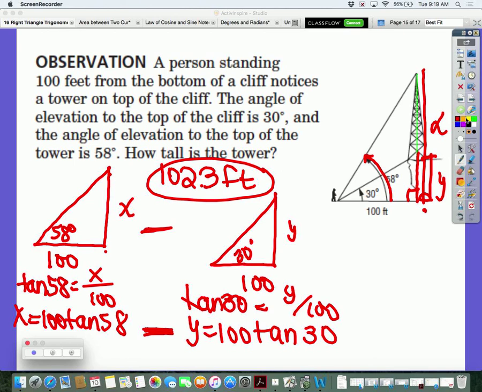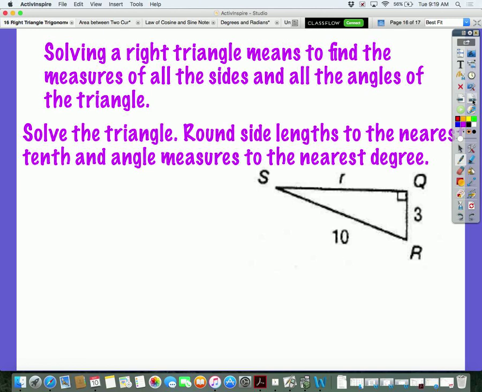Now, the last thing that we're going to talk about is solving right triangles. That basically means to find all the measures of all the sides and all the angles of the triangle. But you're not always going to be given that to you. So this very first example, which is probably going to be the only example we get to because we are running out of time, I want you to solve this triangle, round all side lengths to the nearest 10, and all angle measures to the nearest degree. Okay? And we are solving the triangle.